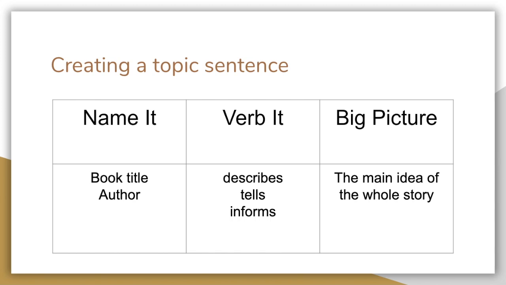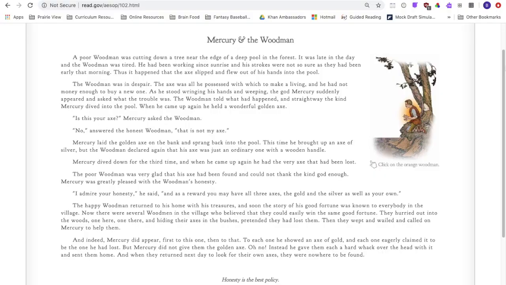Okay, now what I'm going to do is pull up the story that you might have seen before. It's one of Aesop's fables. It's called Mercury and the Woodman. If you haven't read it before, once you see the story, hit pause on the screen and make sure to read through it because we're going to use this as our example. So let me pull it up here, and you can pause your screen as soon as I do.